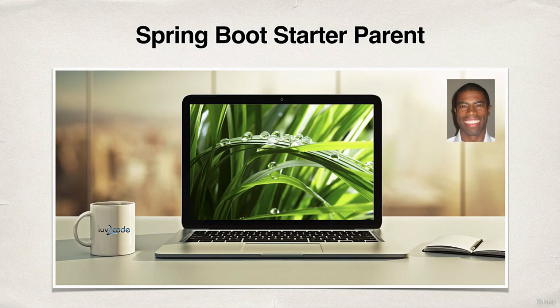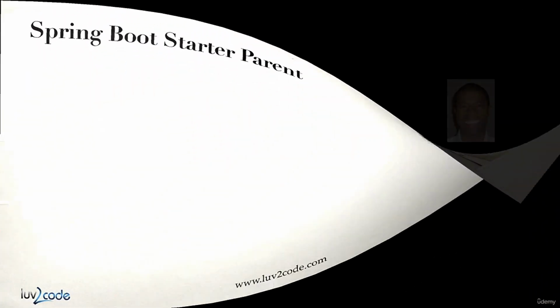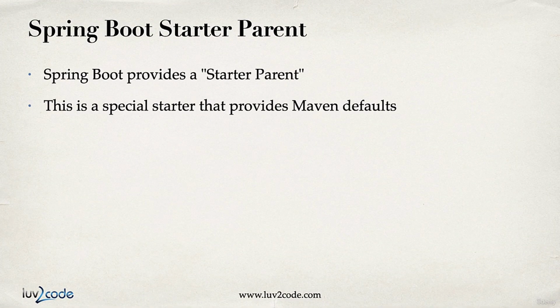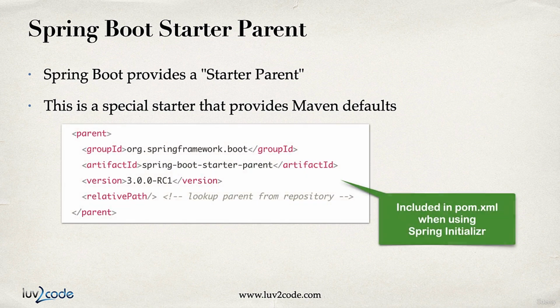In this video, we'll cover the Spring Boot Starter Parent. Spring Boot provides a starter parent. So this is a special starter that provides Maven defaults. So in your pom.xml file, you'll have an entry here for parent, and you'll give the actual group ID, artifact ID, and version. And this is included in the pom.xml automatically when using the Spring Initializer.